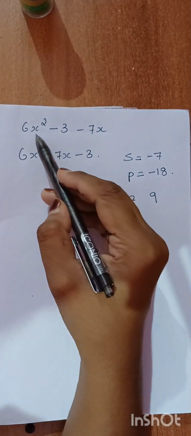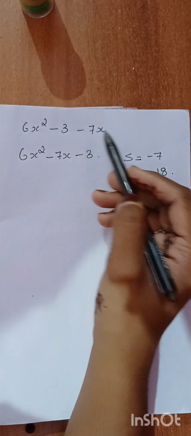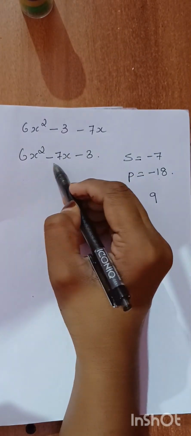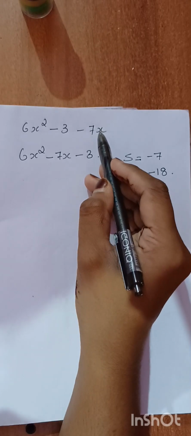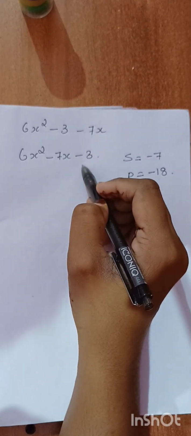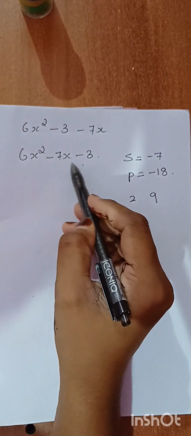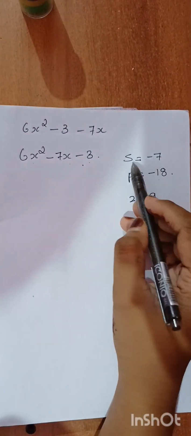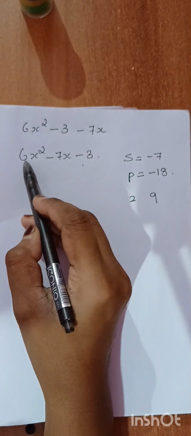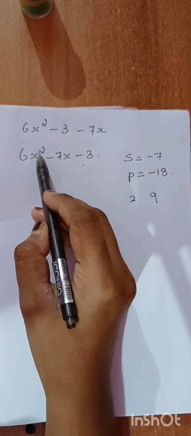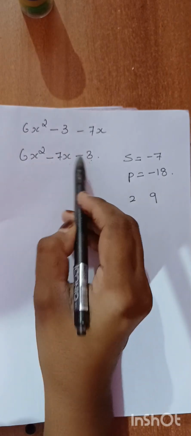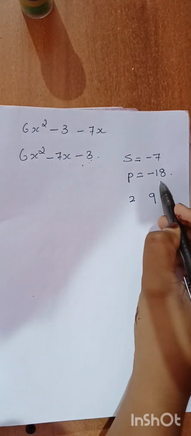This one is the third question. 6x square minus 3 minus 7x. First you have to rearrange this one. 6x square. The second term should be the term with x, that is minus 7x, and the last term should be the constant. So 6x square minus 7x minus 3. Then the sum will be the coefficient of x, that is minus 7, and the product is the coefficient of x square and the constant term, that is 6 into minus 3, which is minus 18.